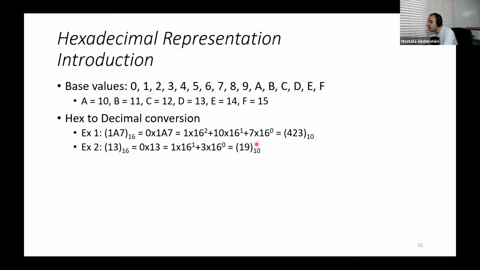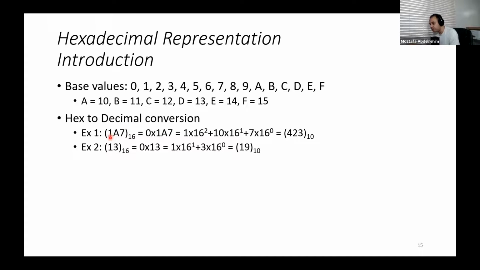So we take the 7 and multiply it by 16 to the power 0. A would be multiplied by 16 to the power 1. And the 1 will be multiplied by 16 to the power 2. Then you add all these together, you get a number. This number will be a decimal number. So this number here, 423, can be written in such a form in decimal or such a form in hexadecimal.